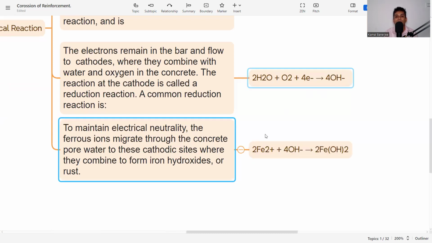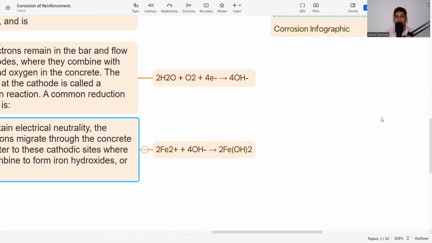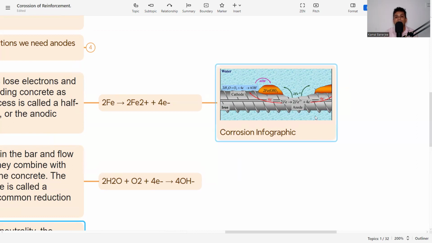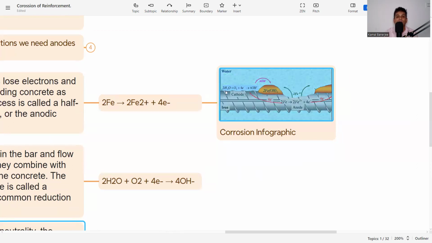So these 4OH− again react with the iron, forming Fe(OH)2. That is the iron hydroxide, or rust. It is a powdery substance deposited over the surface, and we see it as a brown color. That is the rust. And if this rust happens, the cycle happens again. The iron releases 4 electrons here, moisture takes the 4 electrons and 4OH−, and again the iron reacts and ferric hydroxide, or rust, forms.